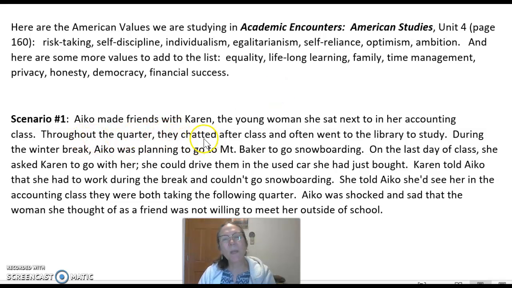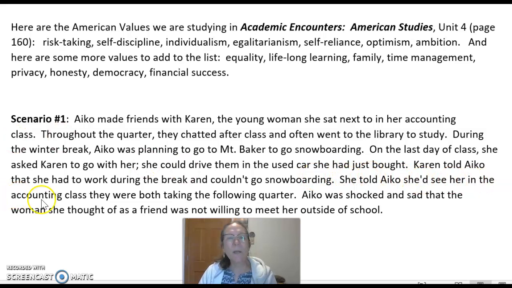Aiko made friends with Karen, the young woman she sat next to in her accounting class. Throughout the quarter, they chatted after class and often went to the library to study. During the winter break, Aiko was planning to go to Mount Baker to go snowboarding. On the last day of class, she asked Karen to go with her. She could drive them in the used car she had just bought.